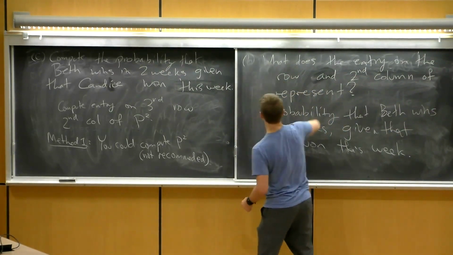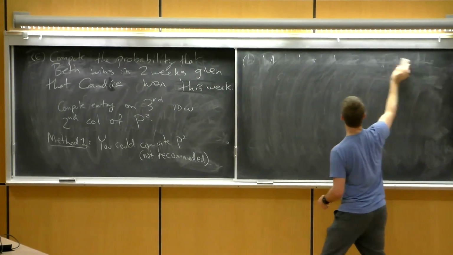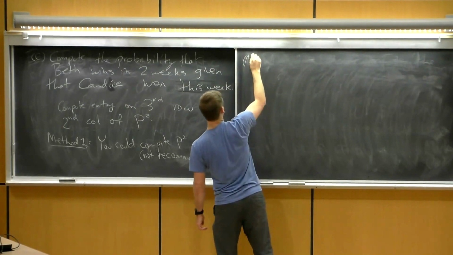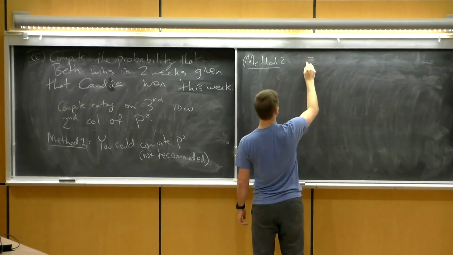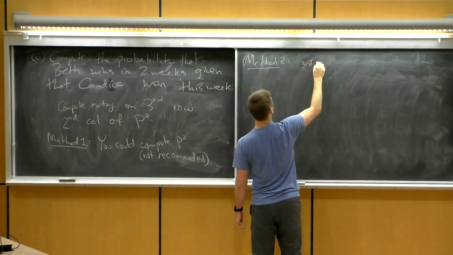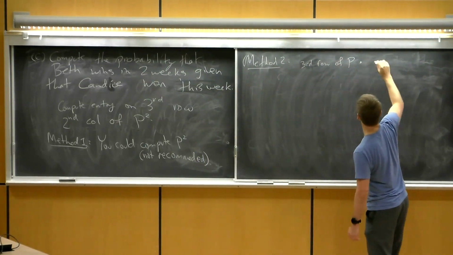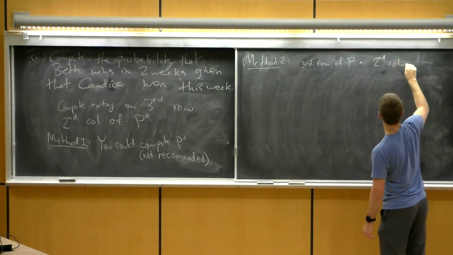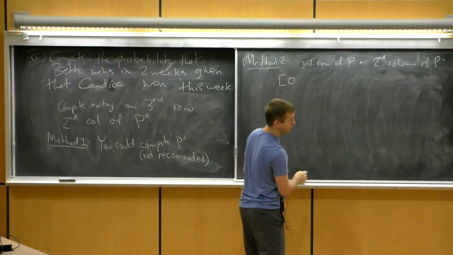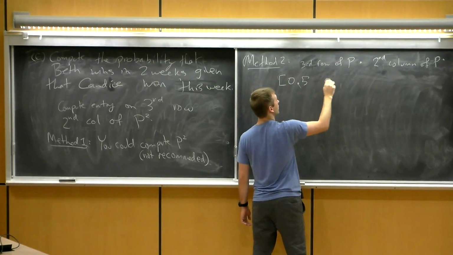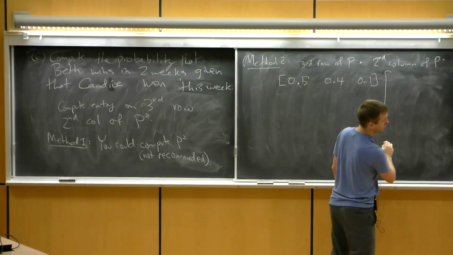So the second method: I just take the third row times the second column of P, right? So if I take 0.5, 0.4, 0.1 times 0.2, 0.5, 0.4.